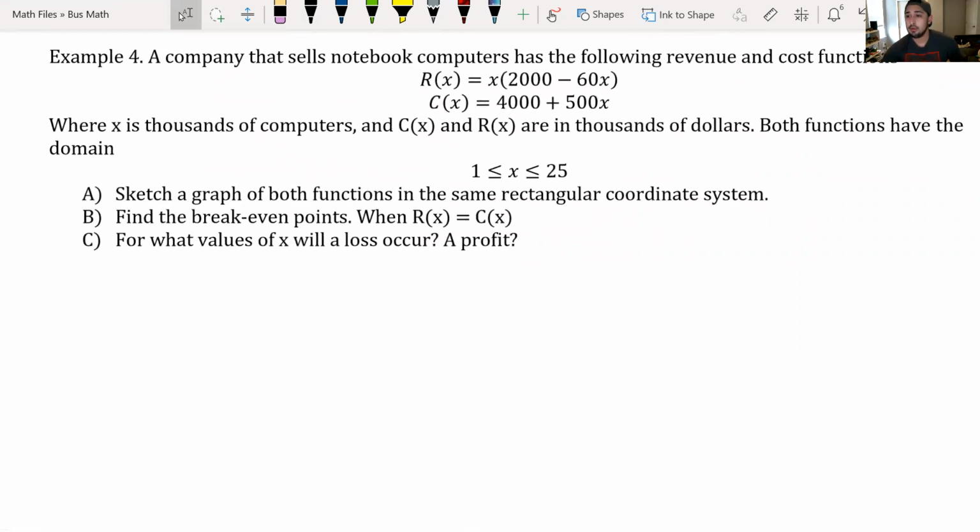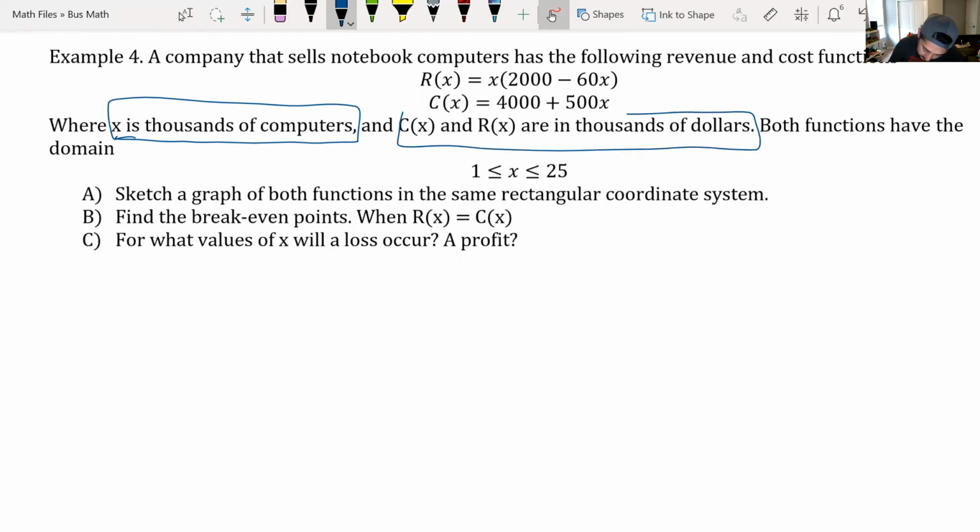Okay, example 4. A company that sells notebook computers has the following revenue and cost functions. Revenue is x times 2,000 minus 60x. Cost is 4,000 plus 500x. X is thousands of computers. So just highlight that important piece of information. And C of X and R of X are in thousands of dollars as well. Okay. So just remember, when stating our answer, we want to put it in terms of thousands.